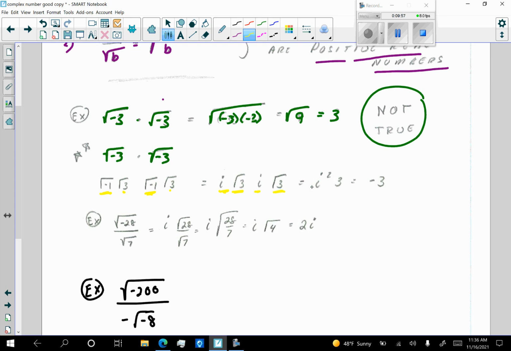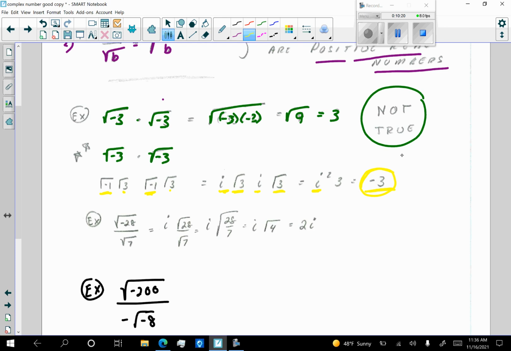So I have i times i squared. Square root of 3 times square root of 3 is indeed 3. What's i squared? Negative 1. Oh, there you go. So the square root of negative 3 times the square root of negative 3 is negative 3. You have to be careful using that property.